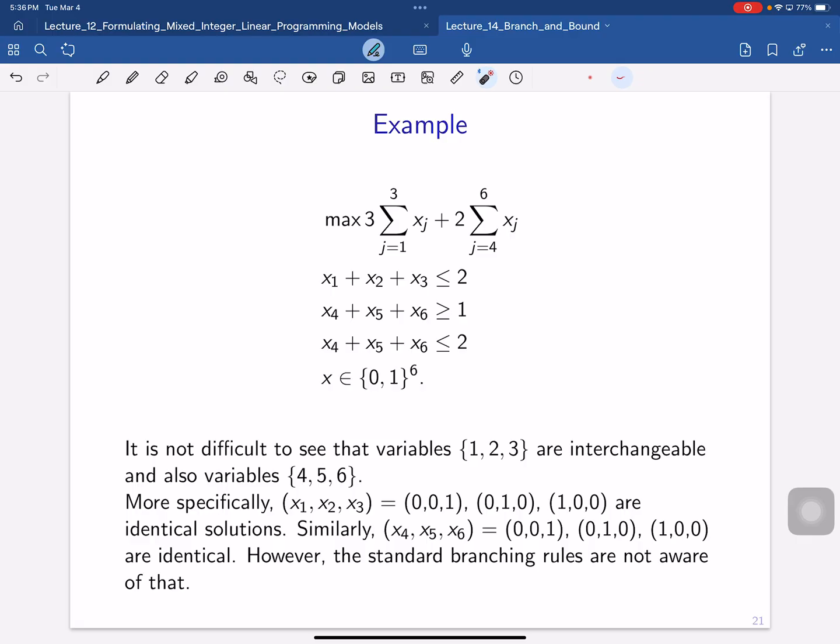A more specific example would be, let's consider this particular solution: x1, x2, and x3 equal to 0, 0, 1; 0, 1, 0; and 1, 0, 0. All these three solutions are identical. They do not change the value of the problem. And similarly, these three solutions are also identical. But if you use the standard branching rule, it is not aware of this symmetry. After you branch, you could get exactly the same solution all over again. So we want to avoid this issue.